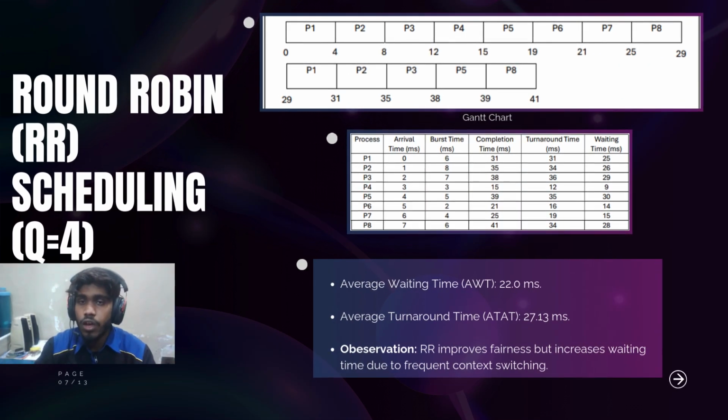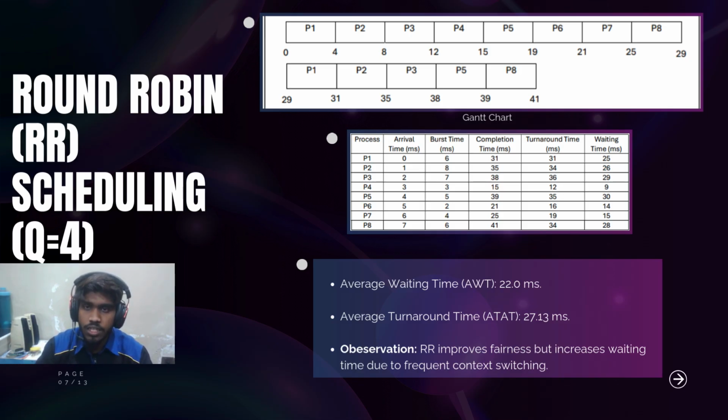All right. So now we are at the third algorithm, which is round robin scheduling with quantum 4. So I have provided the Gantt chart, the tabulated result, and my observation. So before I start with my Gantt chart, I should explain about the quantum 4 and how it works.